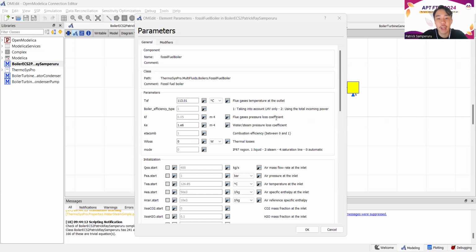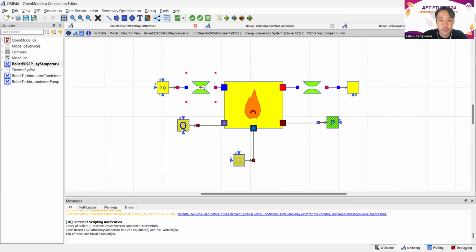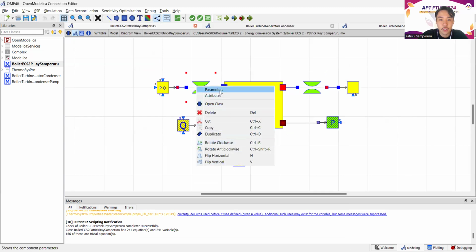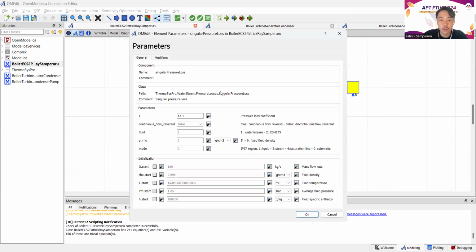And this will influence the value of the specific fluid enthalpy crossing the boundary of the boiler towards the turbine in the next component. We also have two singular pressure losses, these and this. So these two singular pressure losses are responsible for the pressure loss coefficient as given from Thermosys Pro, and this will affect the fluid pressure output as well as potentially even the specific fluid enthalpy as well.